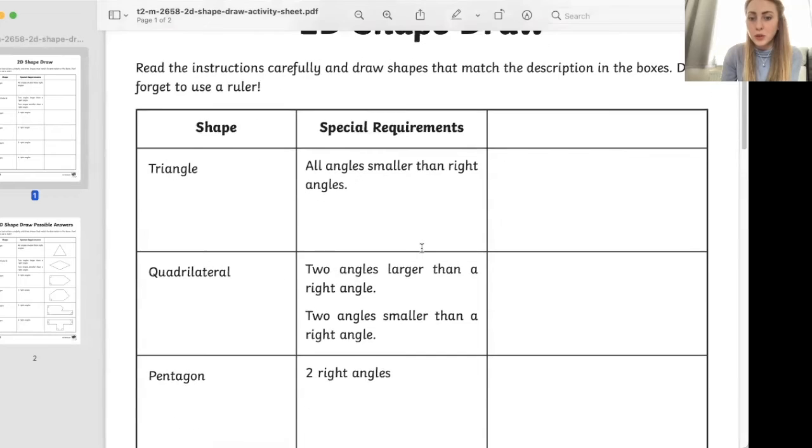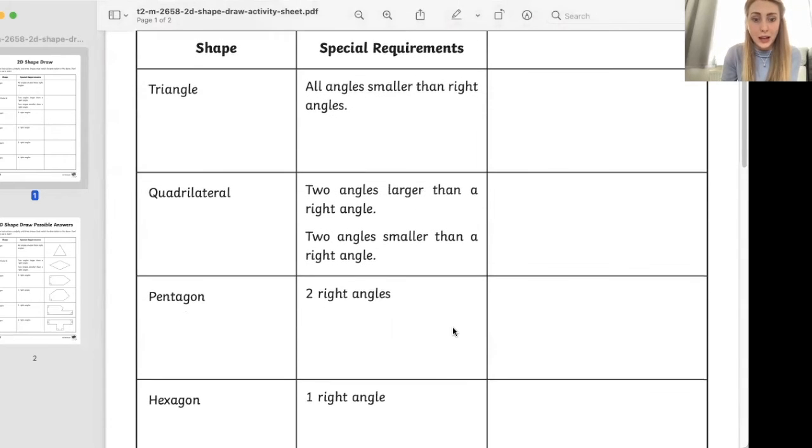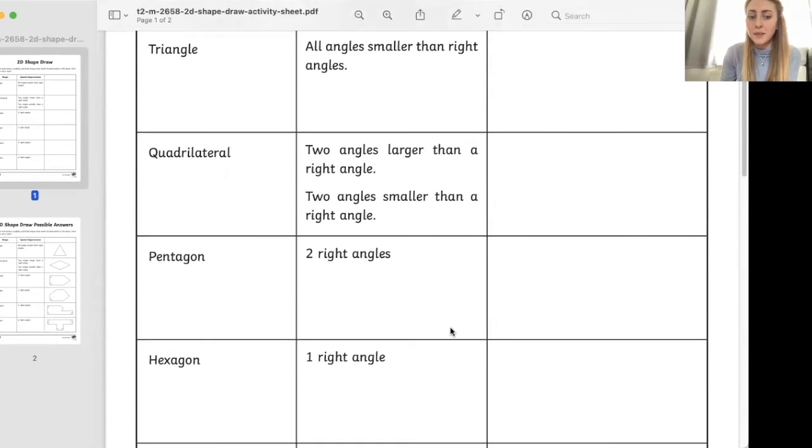Now, as you work your way through the sheet, they do get slightly more tricky. For example, down here where it says hexagon, your task is going to be to draw a six-sided shape and it has one right angle. So my advice would be to draw the right angle first, and that will be joined to two sides, and then you need to draw another four sides so that it forms one complete shape that has six sides in total. Now, these don't have to be regular, so your hexagon could look really wacky, and that's absolutely fine, so long as one of those angles is a right angle.